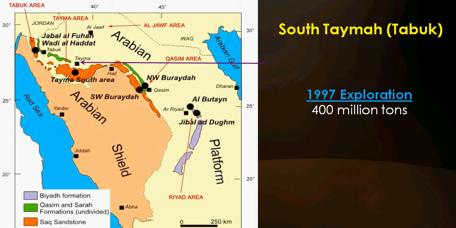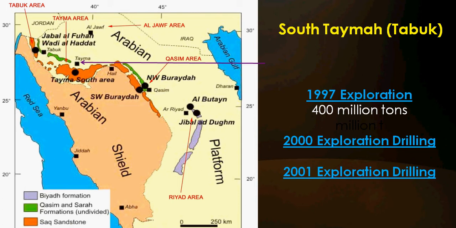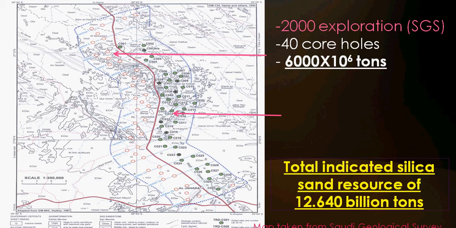In 1997, exploration was done, but it was based on surface sampling, studying the road cuts and wadis, and a 400 million ton silica sand resource was reported in this area, classified as an indicated resource. The Saudi Geological Survey was formed in the year 2000, and after its formation, the exploration was intensified in this area.